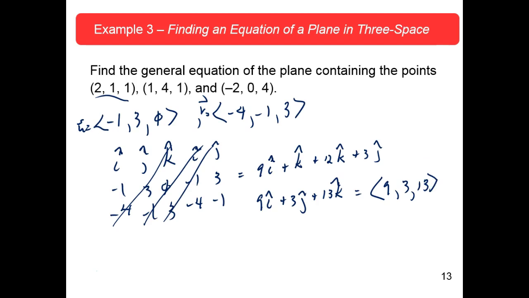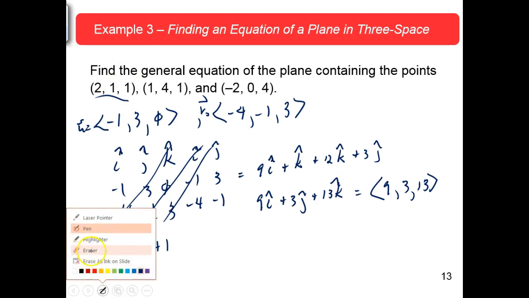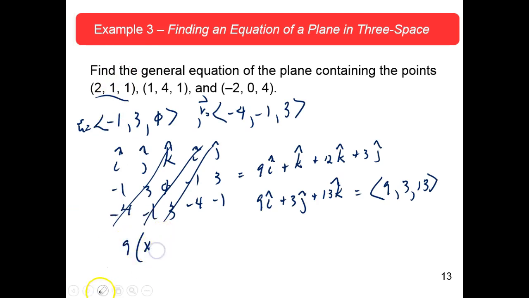Now it's a fairly simple process to write the equation of the plane. That's what they asked for: finding an equation in standard form and in general form. So the standard form is going to be what? Standard form, use these as your coefficients. 9 times x minus... I'm sorry, using the wrong thing. Okay, sorry.